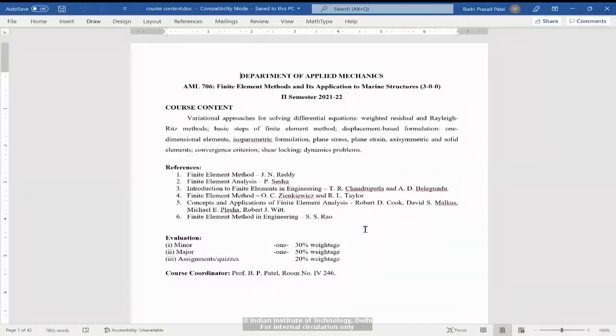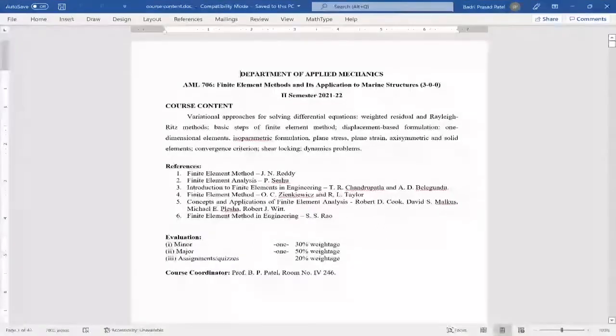If you see here, the course content starts with variational approaches for solving differential equations. We are going to discuss the approximate analytical solution of differential equations as a precursor to the finite element method. In this, we will discuss two approaches: one is the weighted residual methods, and second is the Rayleigh-Ritz method.